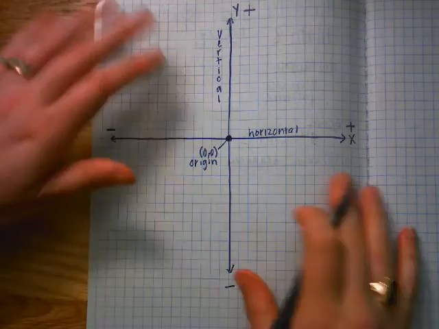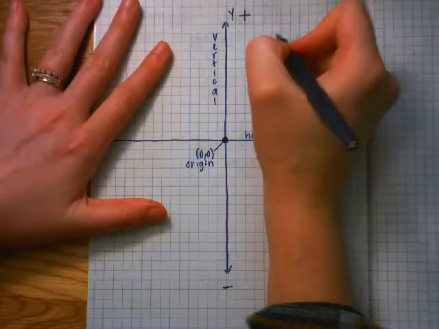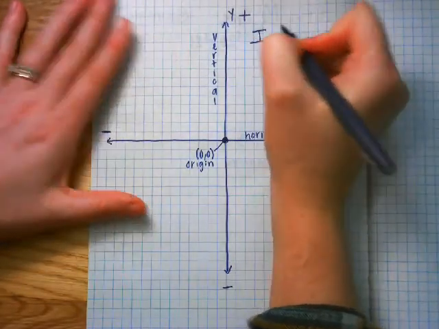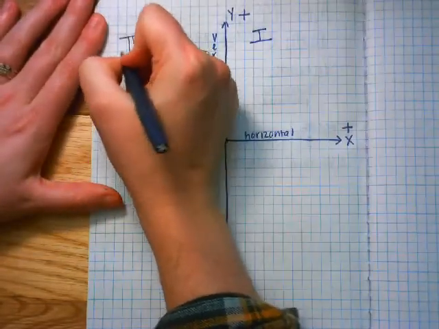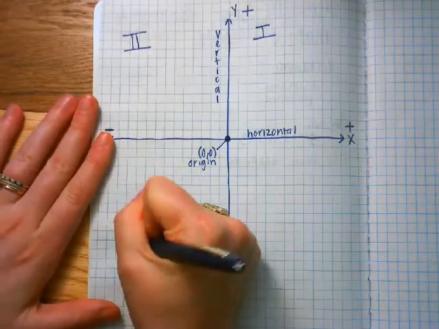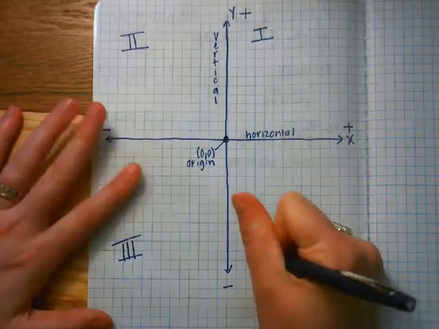Cool, cool. All right. This, remember, is quadrant 1, quadrant 2, quadrant 3, and quadrant 4.